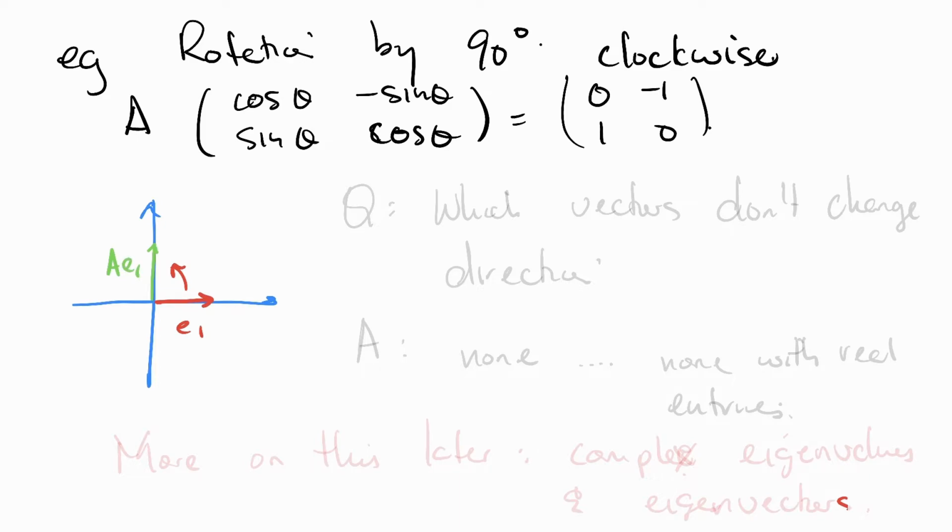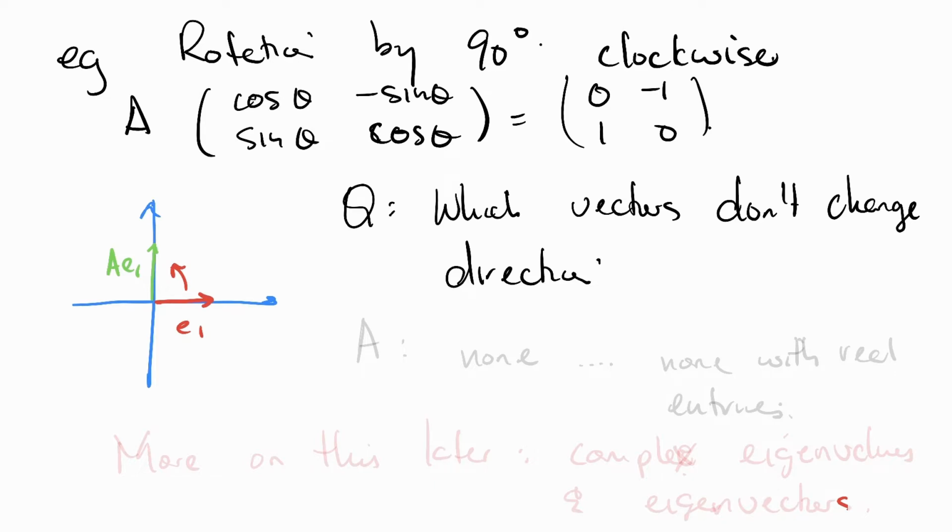All right, so let's ask ourselves the same question. If all of these vectors are being rotated by 90 degrees clockwise, which vectors don't change direction? It seems like the answer is none. No eigenvectors, but the answer is really none with real entries. We're going to return to this example later, so more on this later.